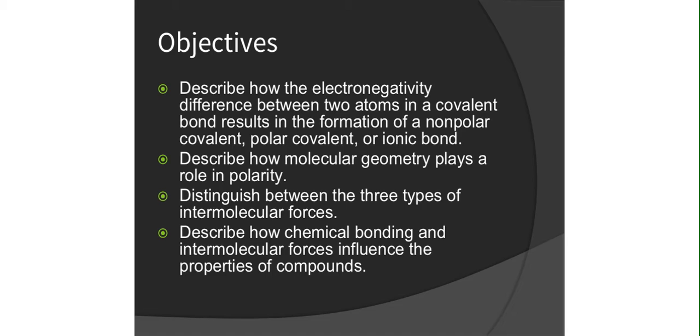Okay, at the end of this video, you should be able to describe how the electronegativity difference between two atoms in a covalent bond results in the formation of a nonpolar covalent, polar covalent, or ionic bond. Describe how molecular geometry plays a role in determining whether a molecule is polar or nonpolar. Those are the two things that we'll do in this video alone. The other two facts we'll do in part 2 of this video.